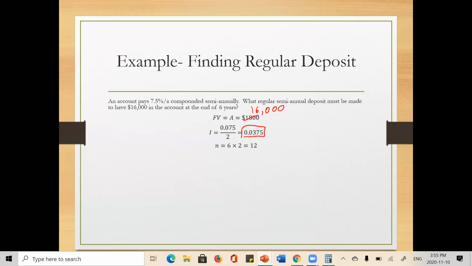And I know that the total number of payments that I'm going to make is 12, because I have 6 years and I make 2 payments per year. So if I have 6 years and I make 2 payments per year, do the math there, it ends up being a total of 12. So that's why I end up having 12 payments altogether.